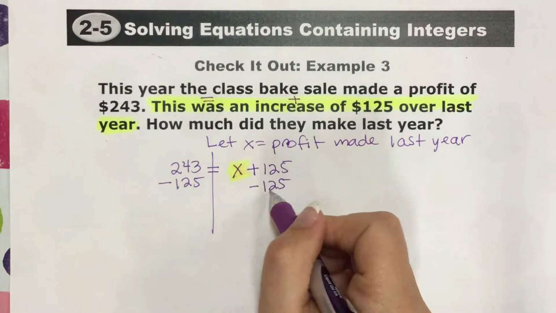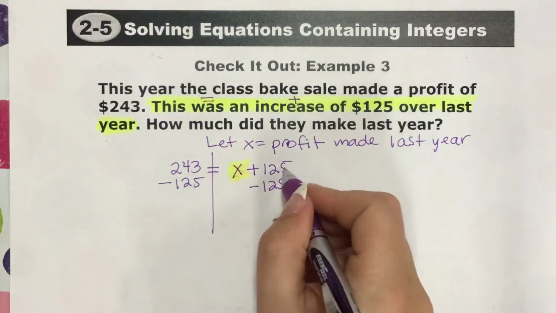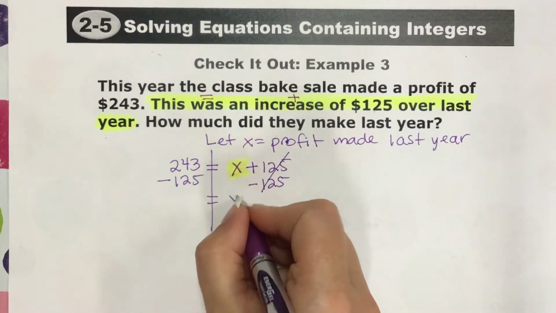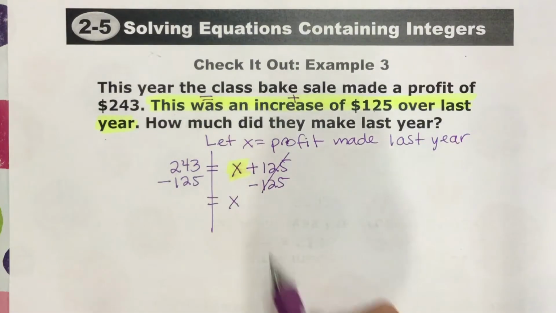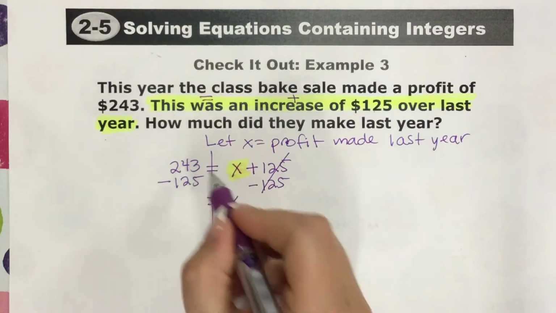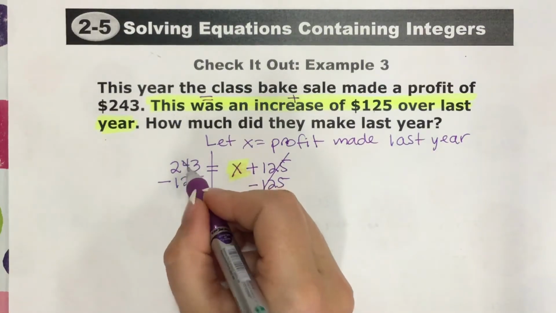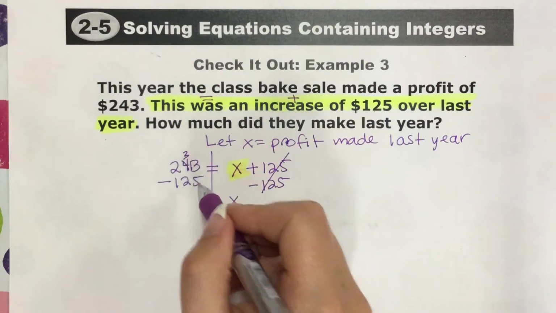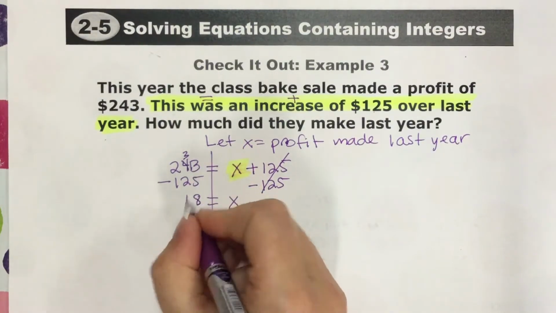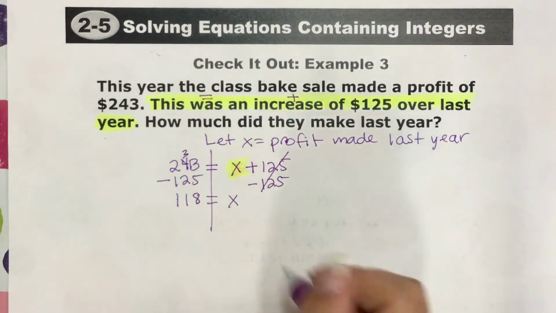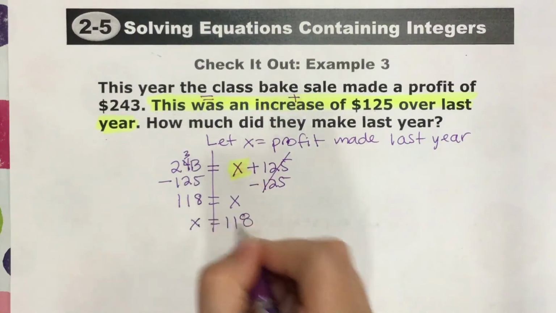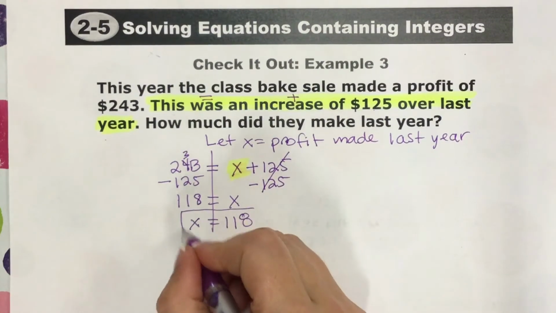So a positive 125 subtracted by 125 ends up being 0. Those cancel each other out. And there we have it. We have x by itself. And then we just need to do this little math right here. 243 minus 125. Well, I have to borrow from the 4, make that 13. That's a 3. 13 minus 5 would be 8. 3 minus 2 is 1. 2 minus 1 is 1. And I always like to write it like that. So now that's our answer, x equals 118.